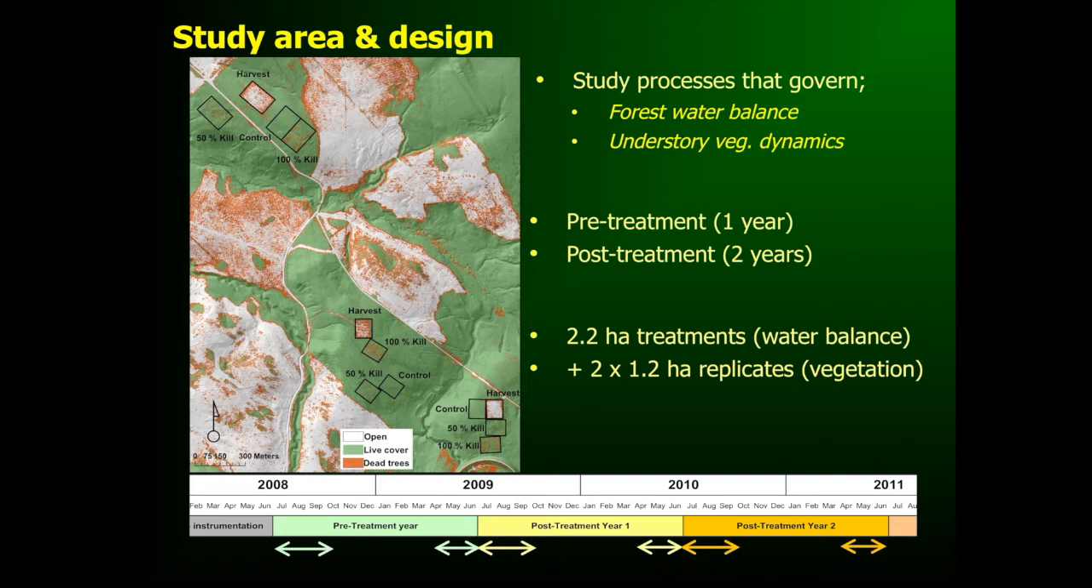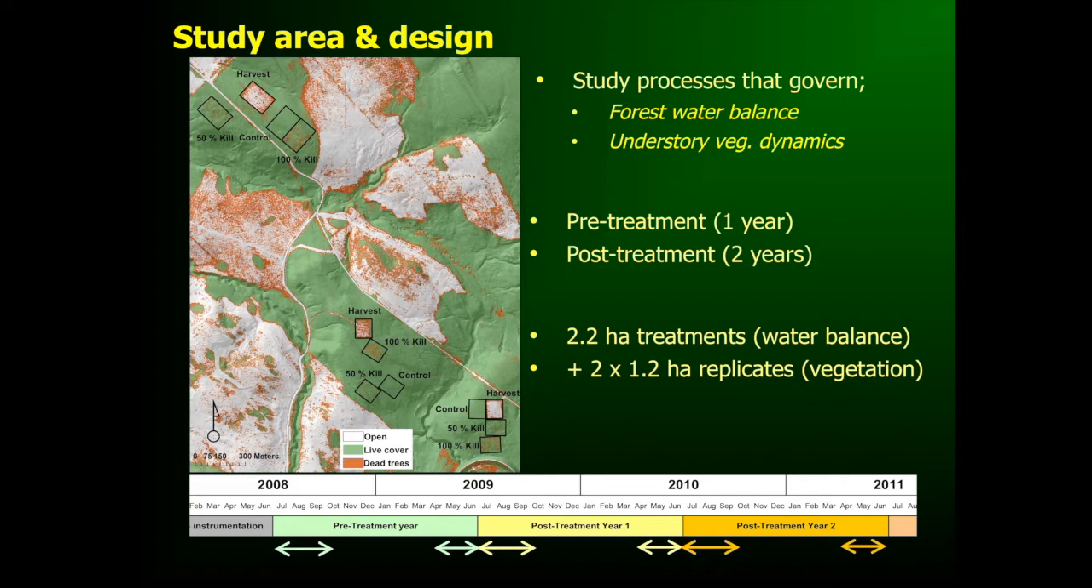The study was set up south of Hinton in the Robb area, and this is a large stand scale, or a large scale kind of study. The approach of this study is really a process-based approach, whereby we're looking at the key processes that govern water cycling and understory vegetation dynamics.